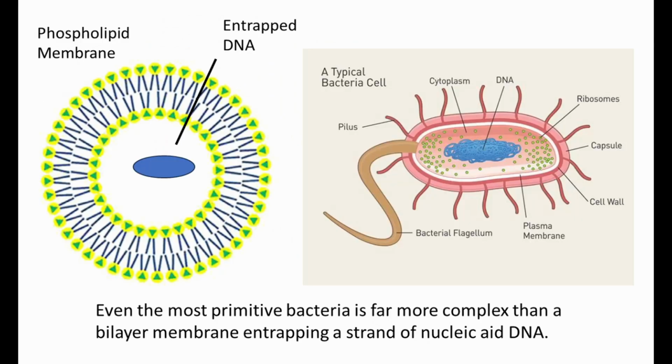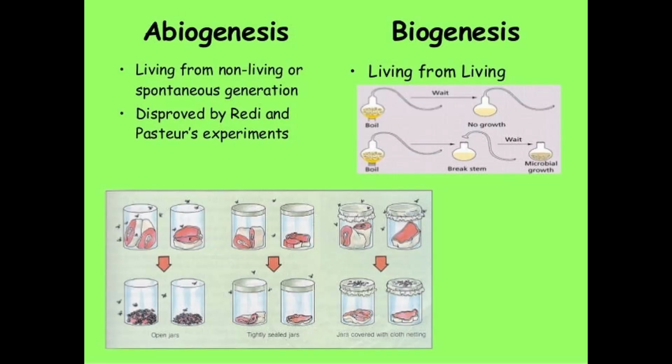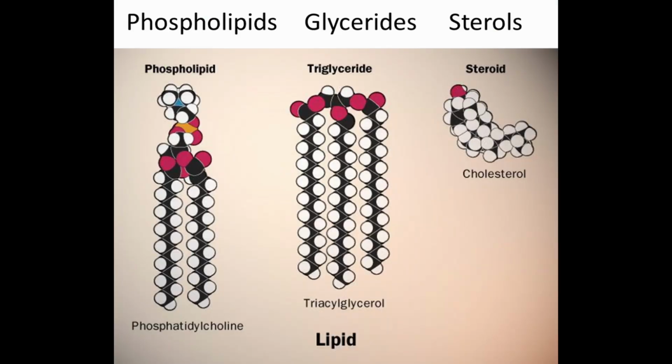If a piece of DNA or RNA gets surrounded by the phospholipid membrane, the membrane protects the nucleic acid, and you get a bacteria cell, a life form. Except you don't. Try mixing DNA and phospholipids in a saline solution, and you get nothing. Life doesn't start spontaneously. Sterols are also lipids.